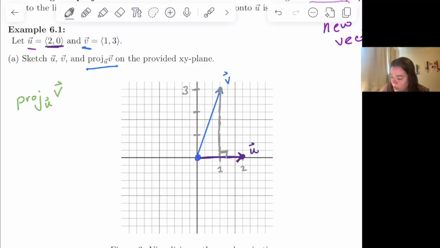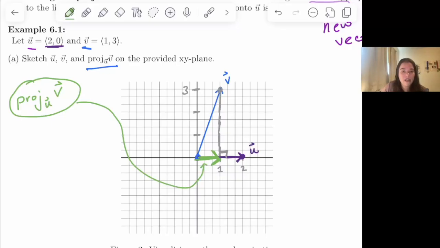The shadow that you would create, I'm now going to write in my green marker, the shadow that you would create is that green vector right there. So that green vector that I drew right there is the projection of V onto U. And because I happen to pick a little bit easier of an example, I can actually see what that vector is. The projection of V onto U is the vector 1, 0 in this case.